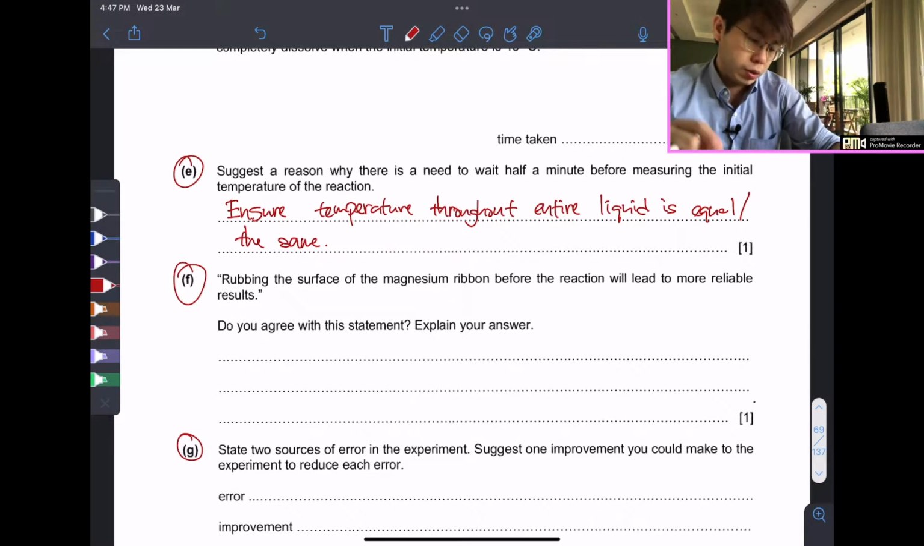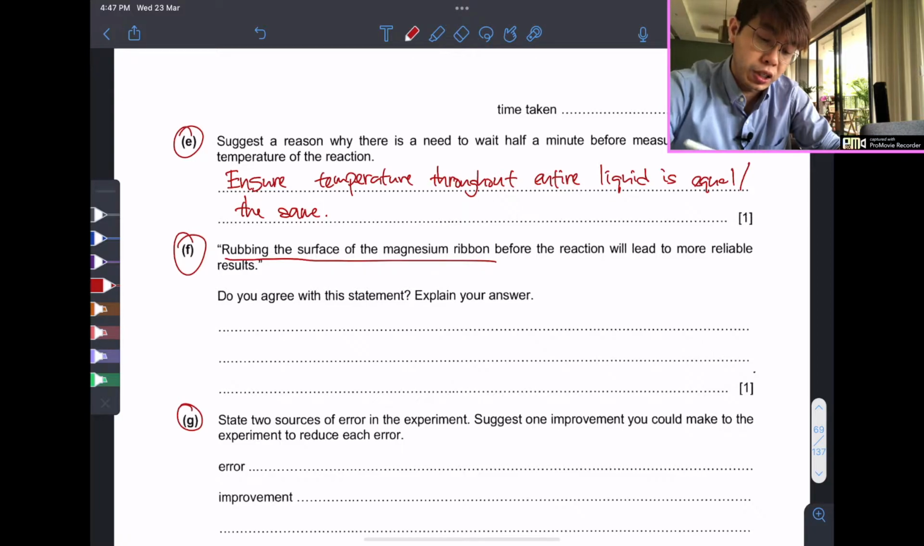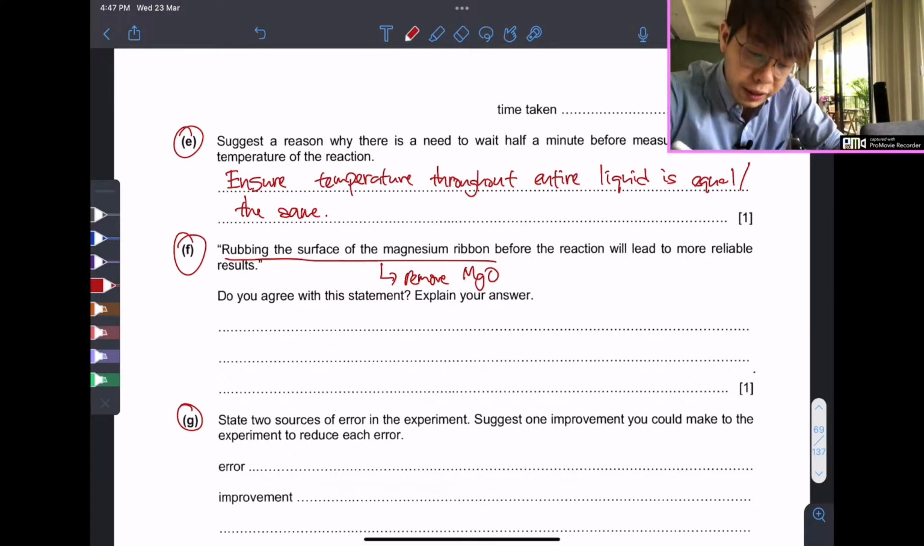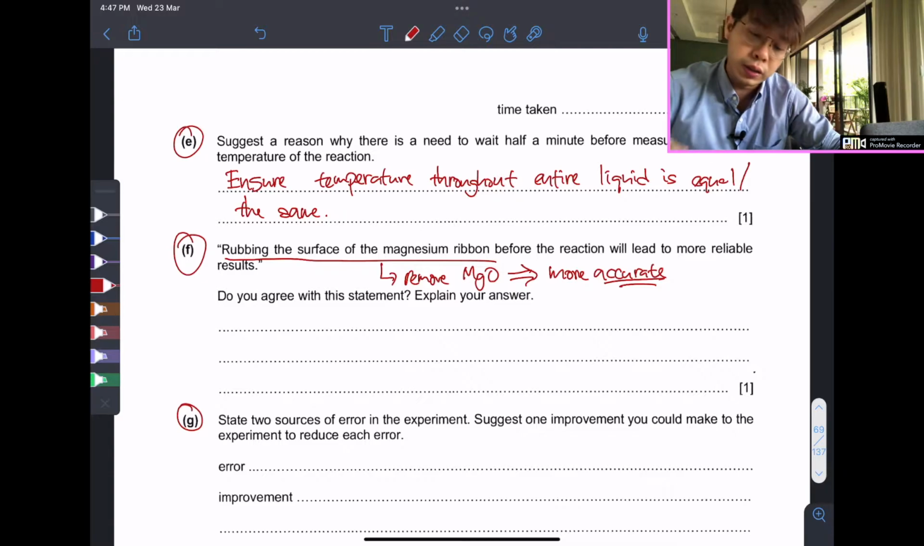Right, now this is the question that has the most problem. Okay, rubbing the surface of the magnesium ribbon before the reaction will lead to more reliable results. It's good that all of you remembered that rubbing the surface of the magnesium ribbon removes the MgO, the magnesium oxide, and it will give you, please take this down, more accurate results. Okay, take note of this. It will give you more accurate results.